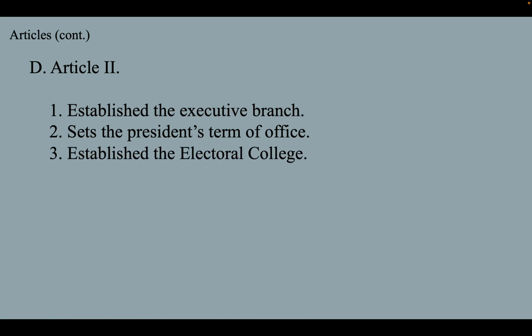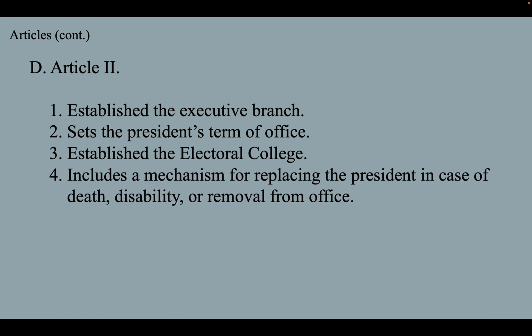All right, Article 2. That establishes the executive branch, or the presidency. It sets the president's term of office, which was 4 years, with the ability to run more than once. It establishes the Electoral College, which we talked about in a previous video. It also includes a mechanism for replacing the president in case of death, disability, or removal from office, in which, of course, we know the vice president takes over.